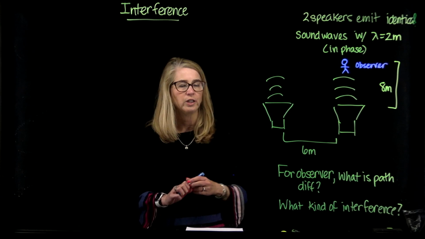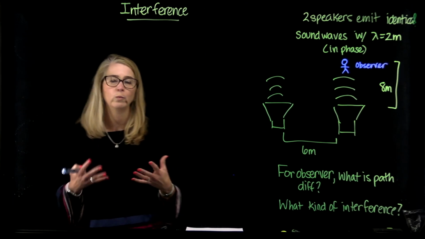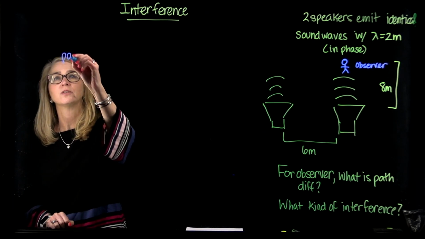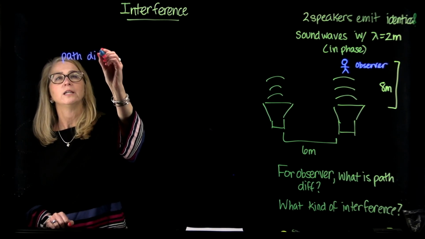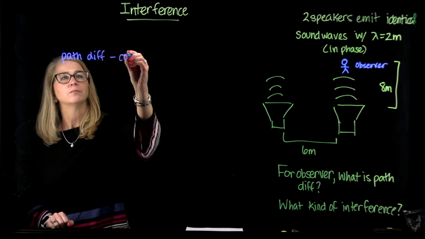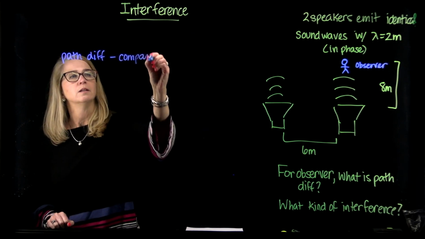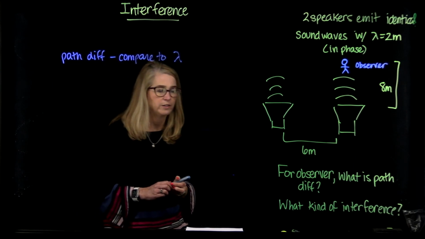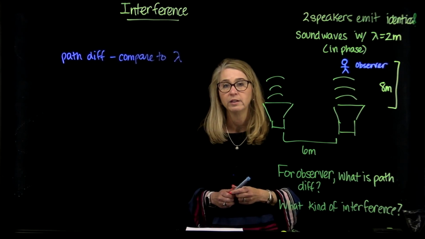So when we learn about interference, we learn that the path difference, we want to compare it to the wavelength in order to determine what kind of interference we're going to have.